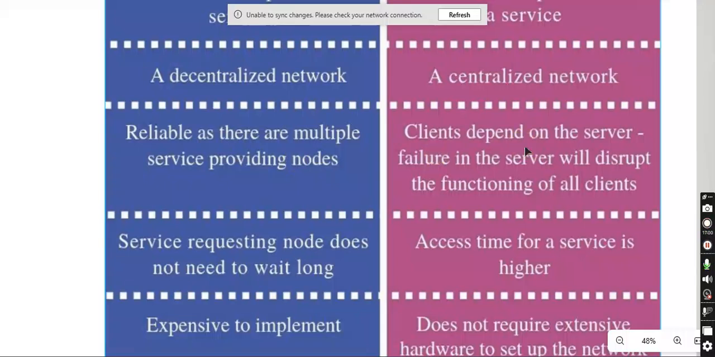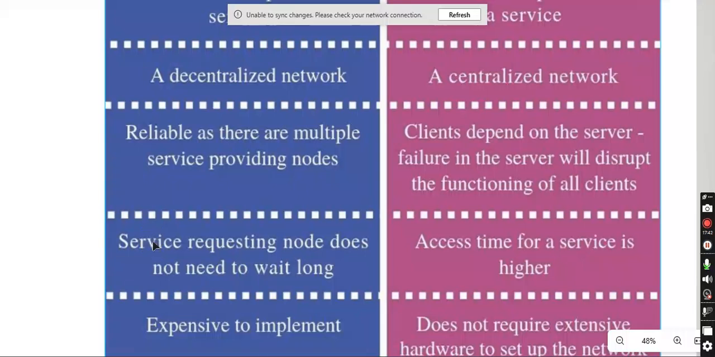But what happens is, clients depend on the server; a failure in the server will disturb the functioning of all clients. For example, if today WhatsApp is jammed, hacked, or down, all of us clients who use WhatsApp are dependent on it. As soon as it is down, we are not able to send many of our messages. Like if the central server fails, the whole network has failed. The whole model has fallen down.